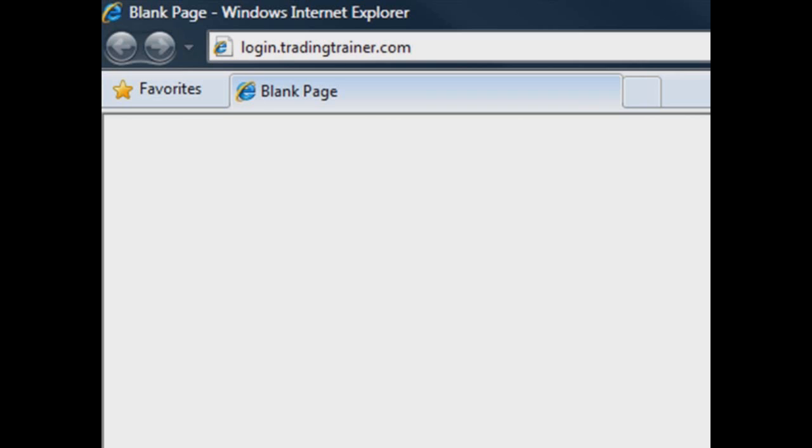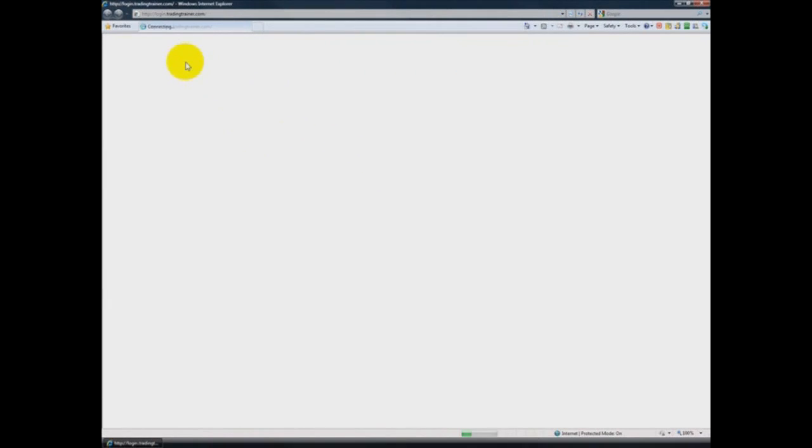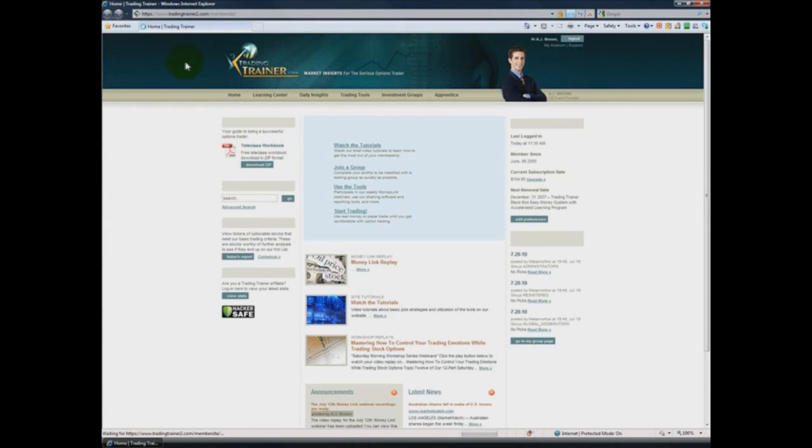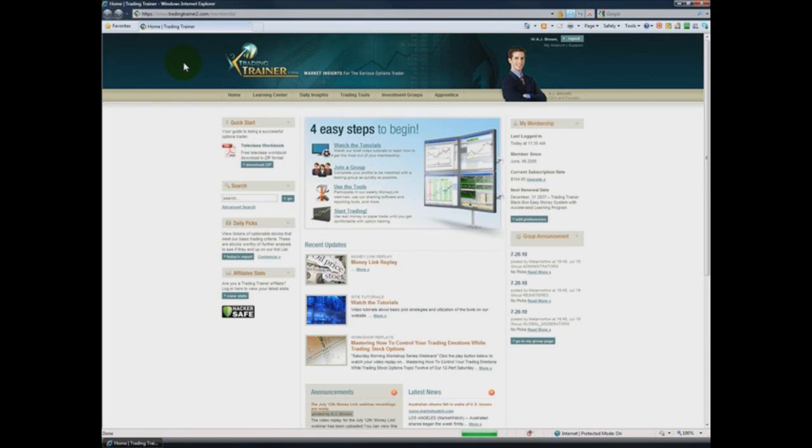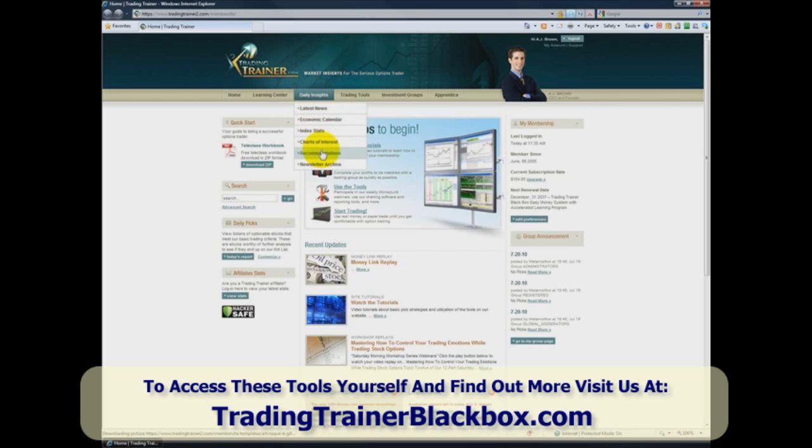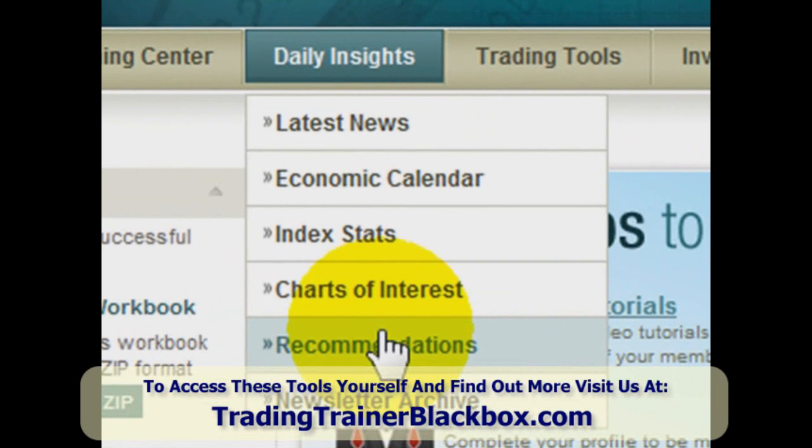But before we begin looking at any charts, team, I'm actually going to log into the Trading Trainer Learning Community web portal by going to login.tradingtrainer.com. And once I've logged in, if you're following along, go right to the Daily Insights tab and the Recommendations sub-tab. Please click on this and pay attention to the recommendations we have for tomorrow's trading session. You're also going to find the Daily Insights audio commentary there. Please play it, and pay special close attention to the opening and closing comments.